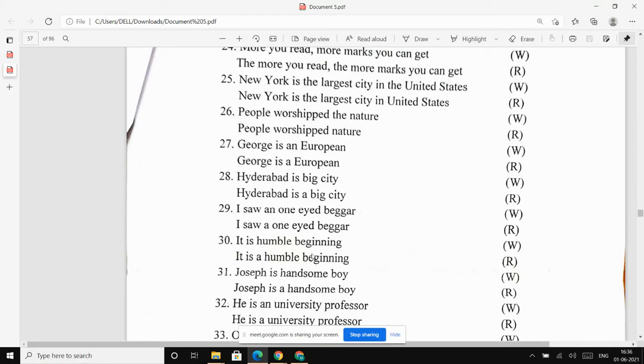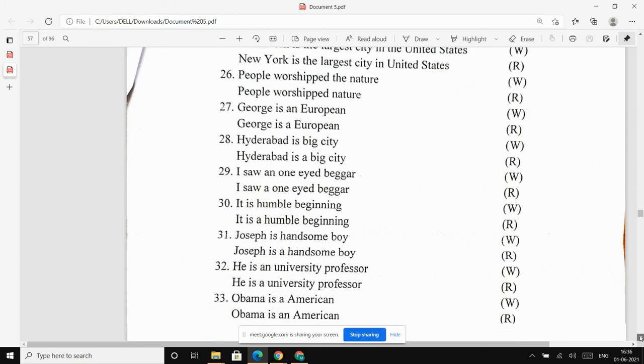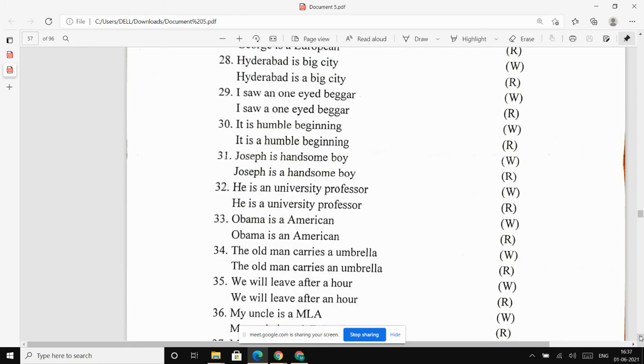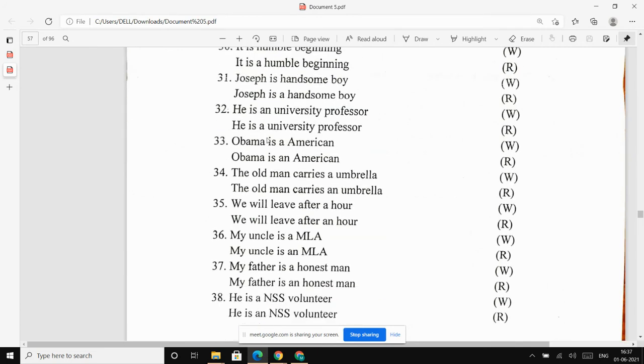It is humble beginning. It is a humble beginning. Joseph is handsome boy. Joseph is a handsome boy. He is an university professor. He is a university professor. Obama is a American. Obama is an American. The old man carries an umbrella.